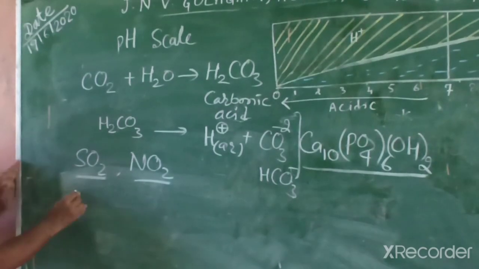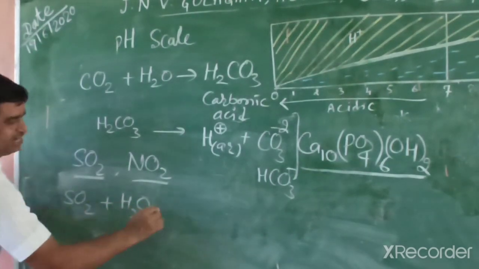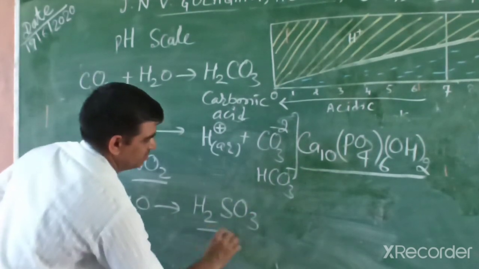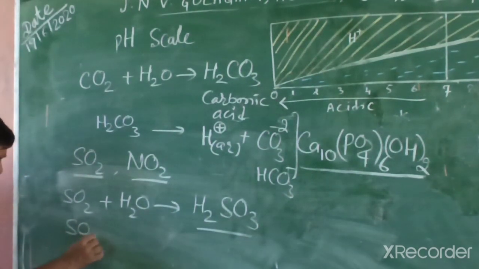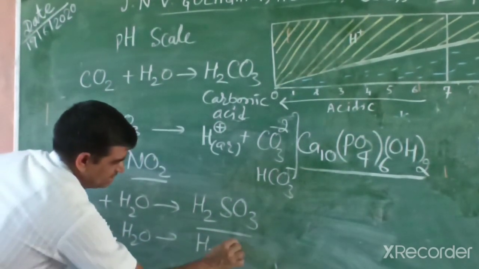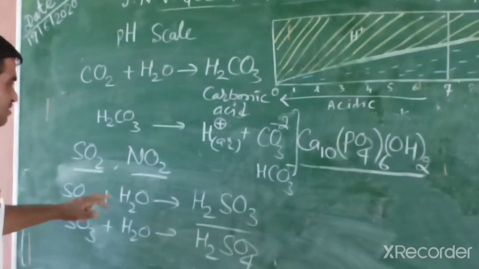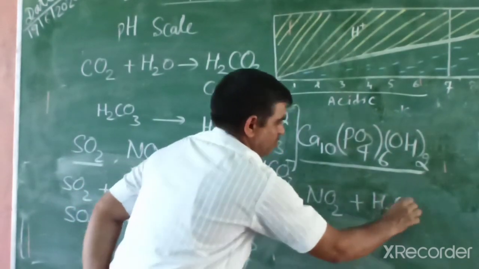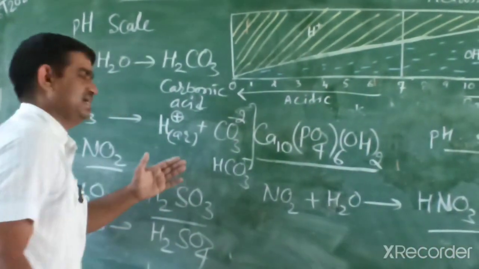So when they mix with water, sulfur dioxide forms an acid. That acid is known as sulfurous acid, H2SO3. And when another gas, sulfur trioxide, mixes in water, it forms sulfuric acid. They release hydrogen ions, so they are acidic. When NO2 gas mixes in water, it forms nitric acid, and this acid produces hydrogen ions. That is when acid rain happens.